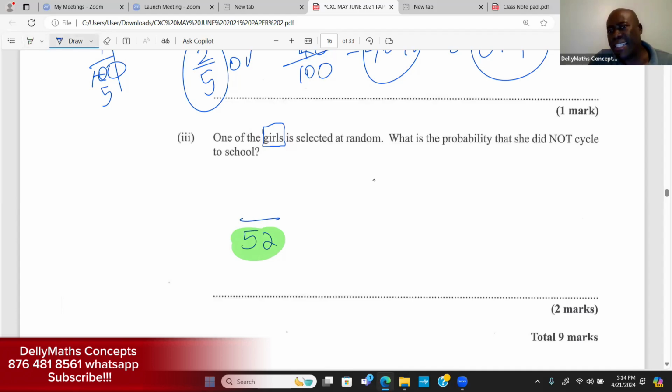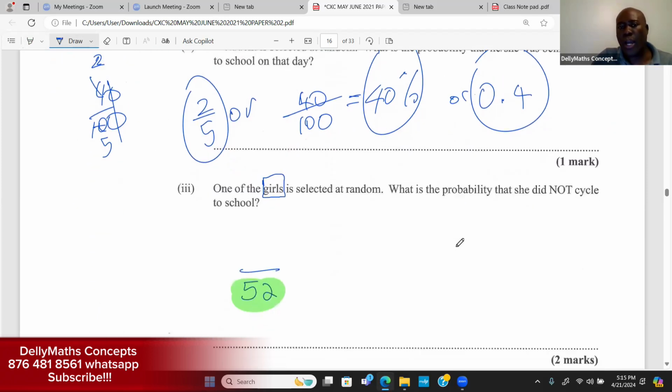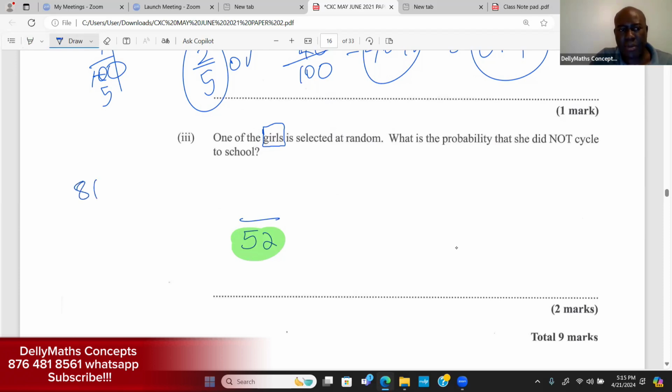What is the probability that she did not cycle? If she did not cycle, she's going to either walk or drive. So you want to add up walking and driving, which is 8 plus 26. This is going to give me 34. So this is 34 out of 52, right? And then you could break this down by dividing by 2. This is 17 over 26.